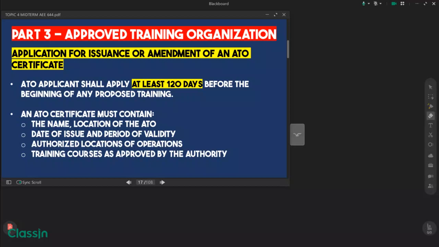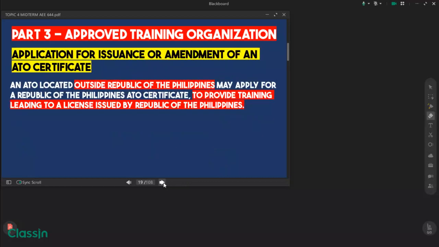So, ito lang naman yung kailangan or ito yung mga certificate. So, the ATO certificate must contain the following. So, name, location of ATO, date of issue and period of validity. So, authorized location and training courses approved by the CAAP. Okay? So, di mo importante yan. So, ito. Application for issuance or amendment of an ATO certificate.